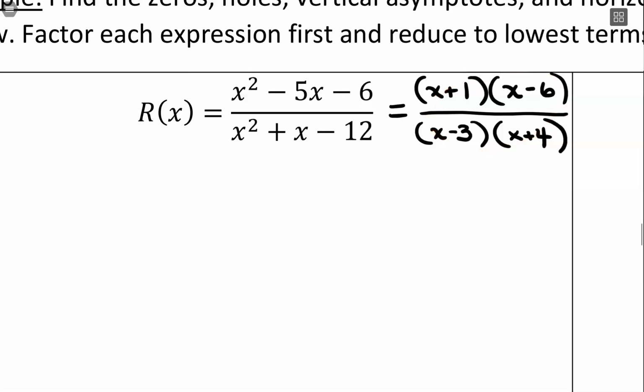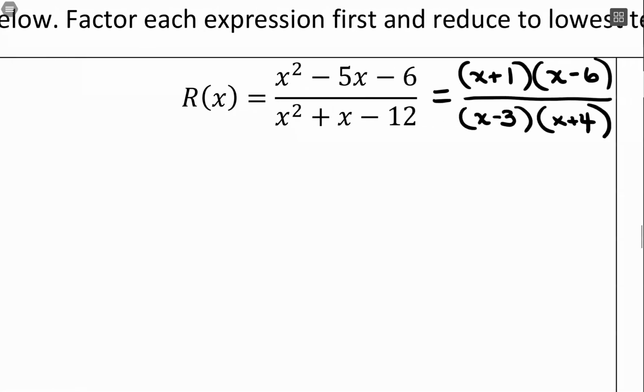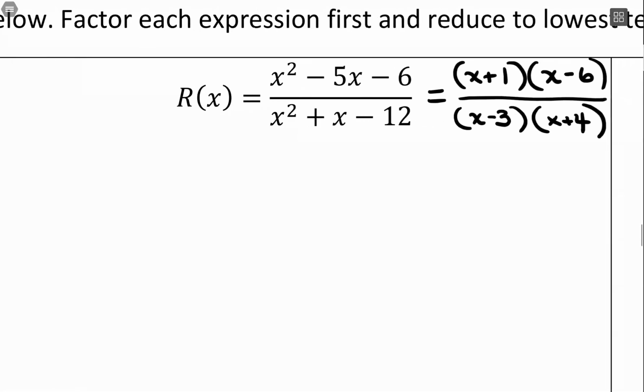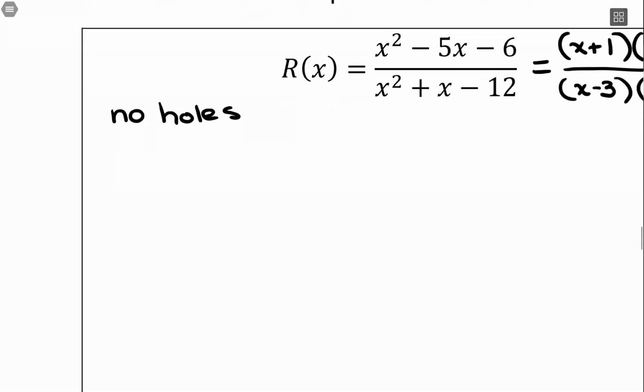So that's all done. So let's go through our pieces, and you can do this in any order that you want to. Something I could make note of right now is that since nothing canceled, there are going to be no holes in the graph. So that part's done. What we could do is go to zeros of the graph.